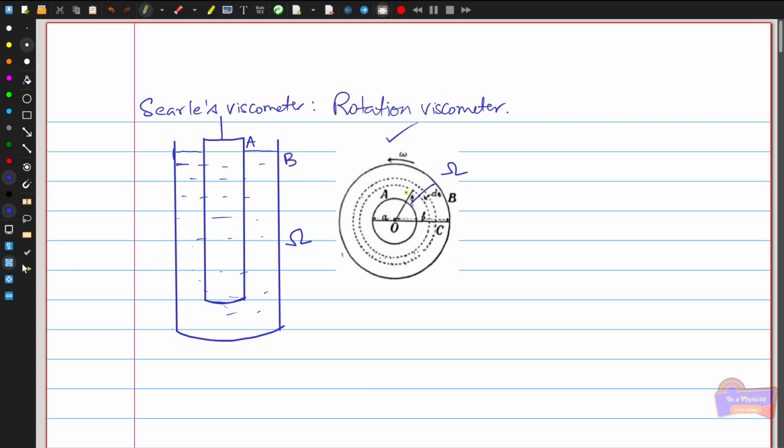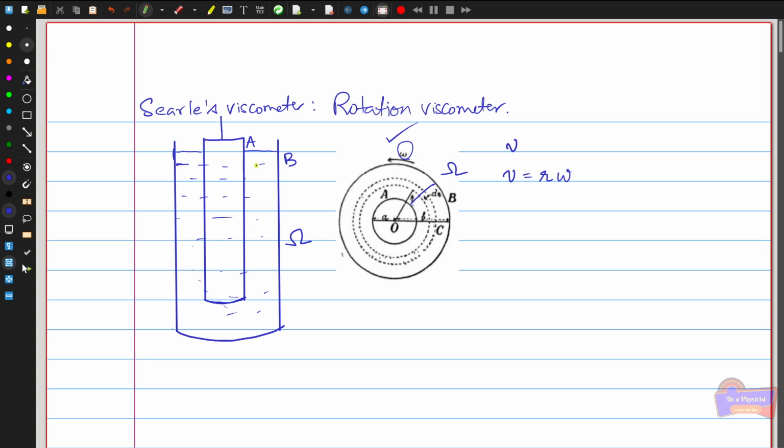Suppose you consider a coaxial cylindrical layer C of the fluid at a distance r from the origin O and of thickness dr. If it is rotating with an angular velocity omega, I can equate the linear velocity and the angular velocity. Taking the linear velocity as v and omega as the angular velocity, the relation is v equal to r times omega, where r is the radius of the cylindrical layer from the origin.